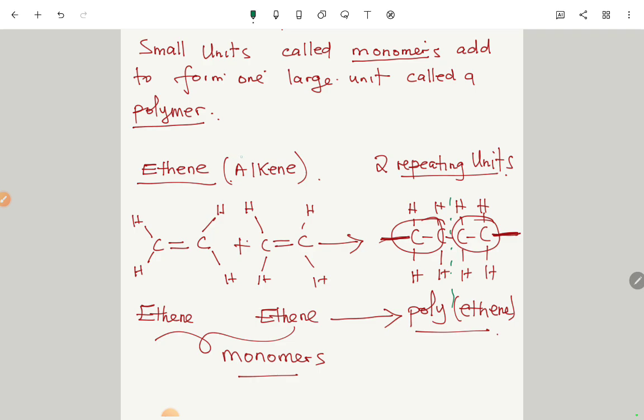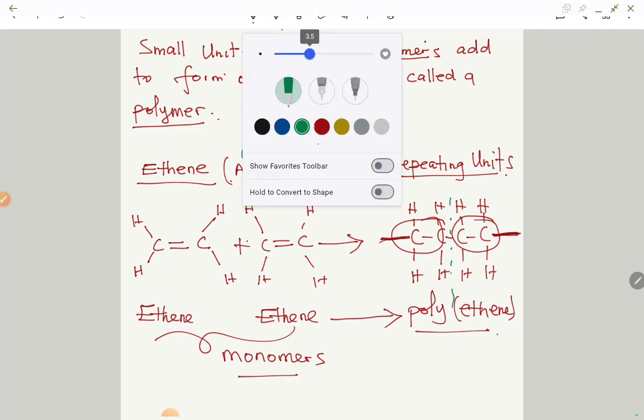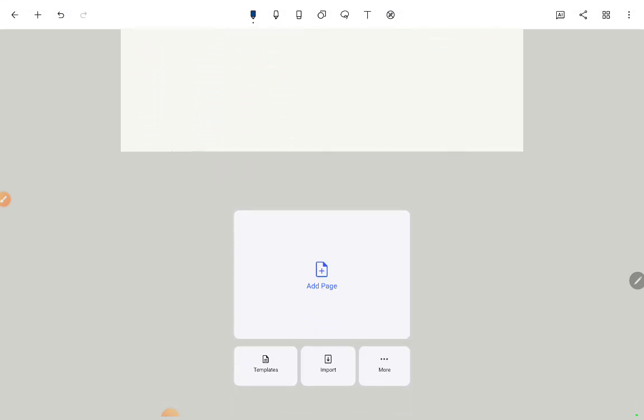Remember, alkenes undergo addition polymerization because they have a double bond. Different from alkenes, alkanes are saturated. They have single bonds. As such, they cannot undergo addition polymerization. All right, let's move. Let's look at the next example.